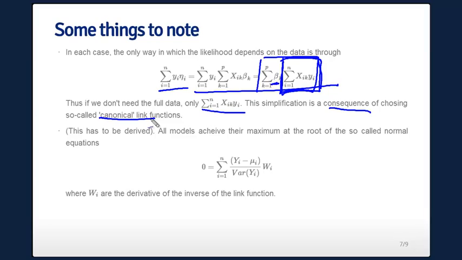And then this has to be derived. If we want to maximize the likelihood, the maximum is achieved at the so-called root of the normal equations, which is nothing other than the solution to this equation right here. And the w i's have a definition. They're exactly the derivative of the inverse of the link function. But it has a kind of least squares looking criterion, where recall to optimize the least squares, there was this product term that we had to prove was 0, and then we knew we had the least squares estimate. This is very similar, and these are called the normal equations.